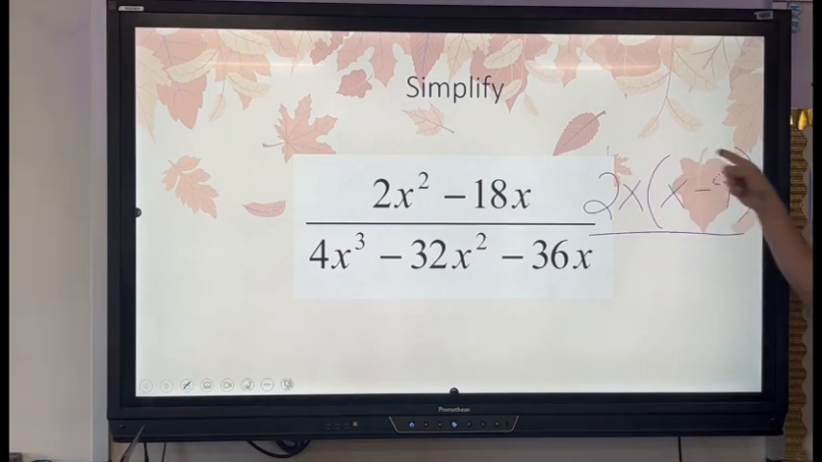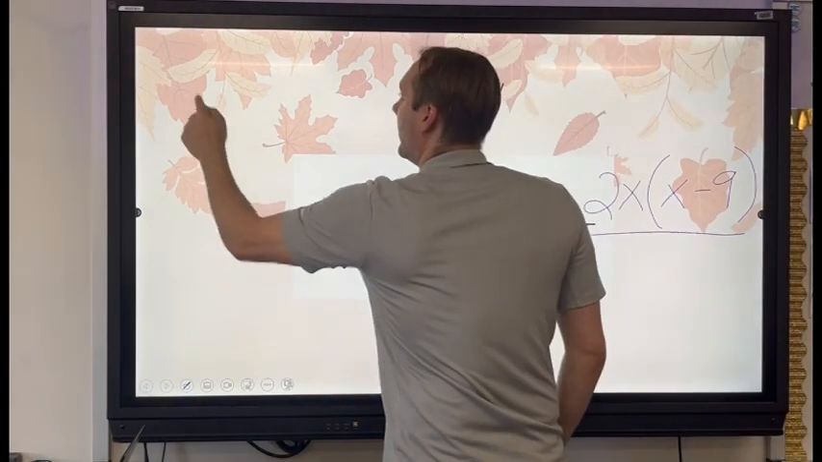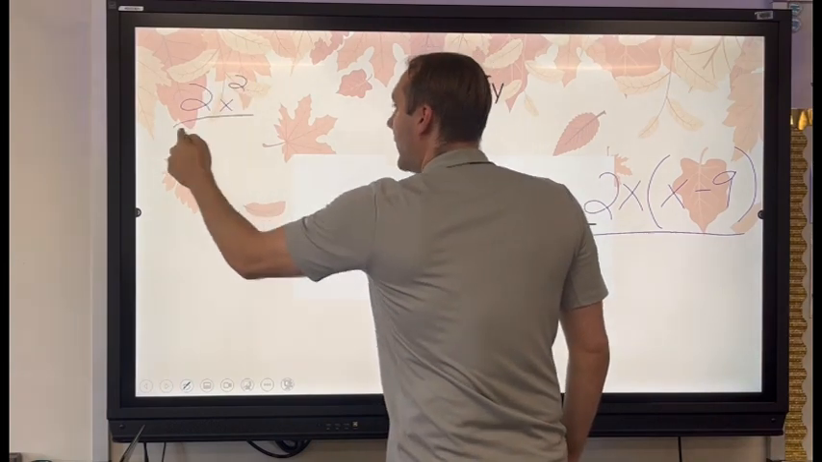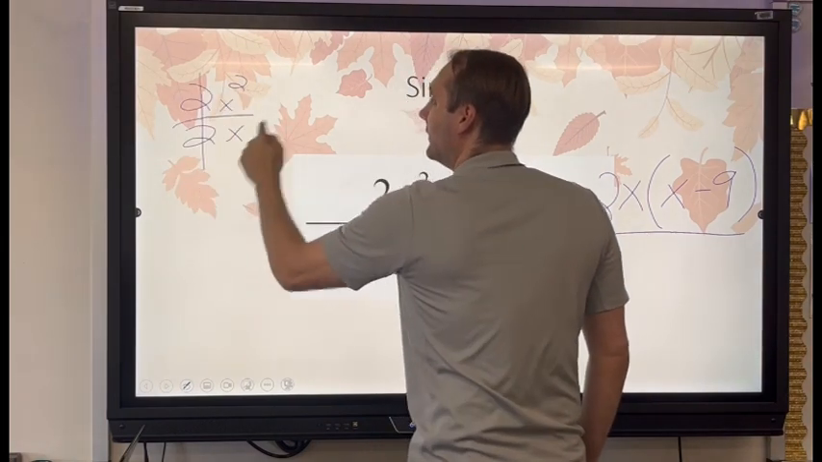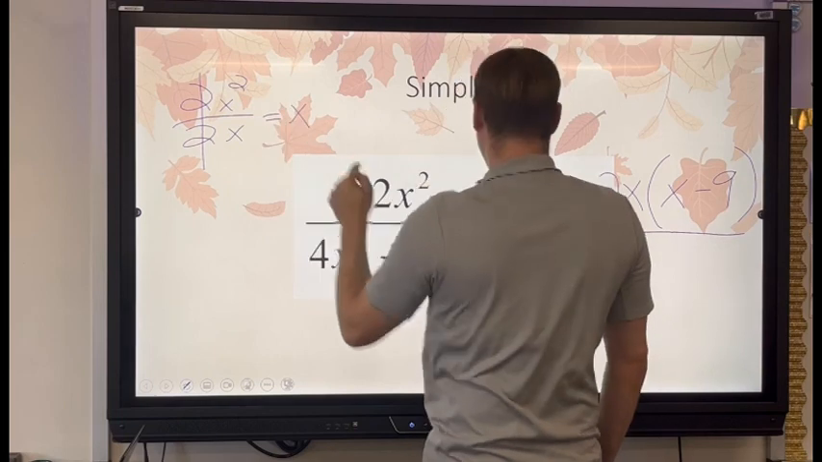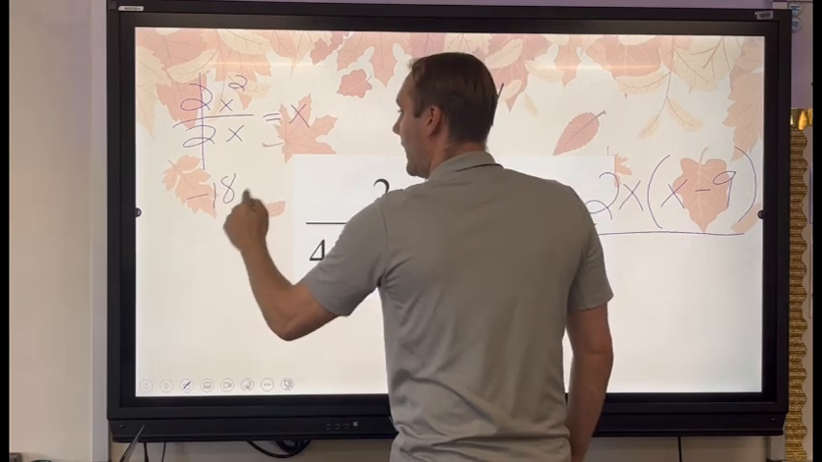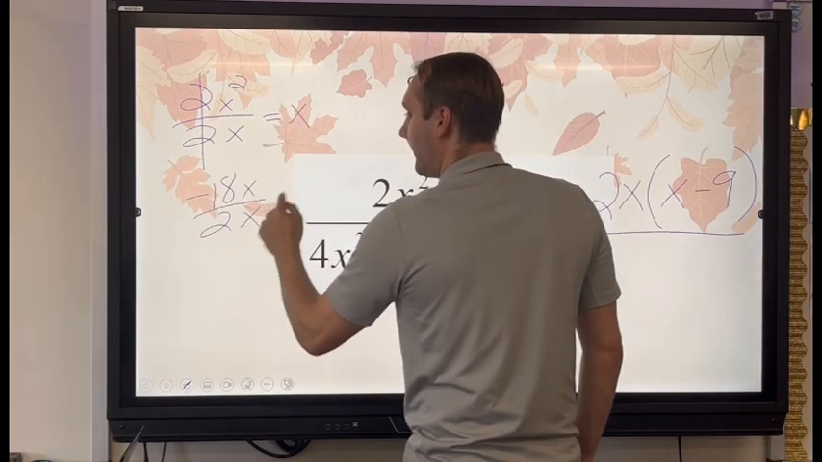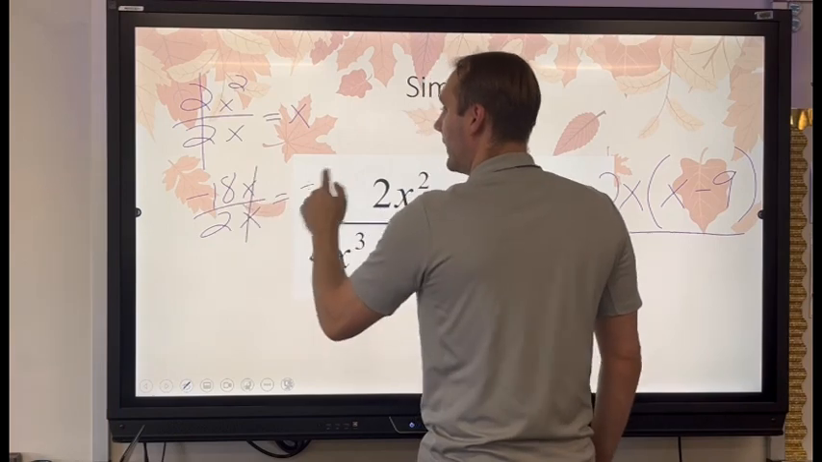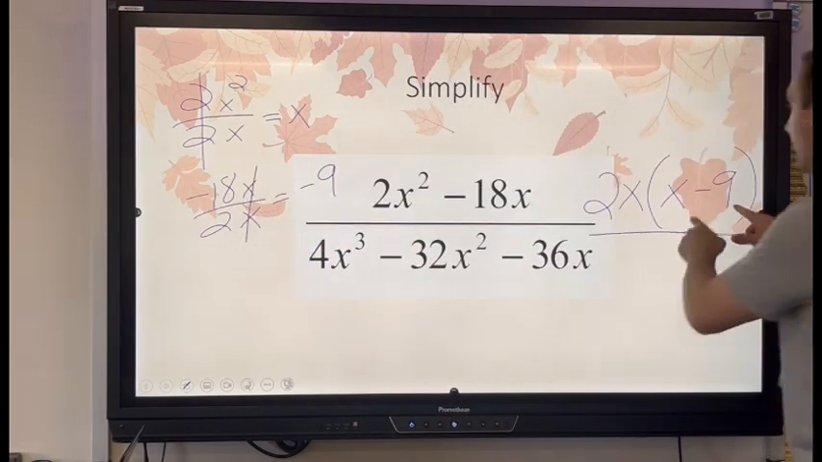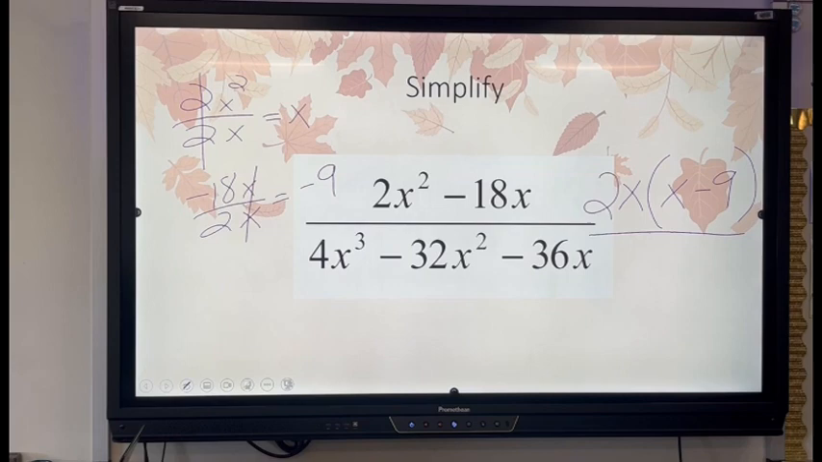We trying to distribute back in? So you divided by 2x, right? Yeah, 2x, the greatest common factor, divided by 2x. So that'll cancel. That'll just leave me with x. Negative 18x divided by 2x, it's negative, that'll cancel and leave me with negative 9. Oh, okay. That's what stays inside. Do you have another question? No, sir. What about on the bottom?